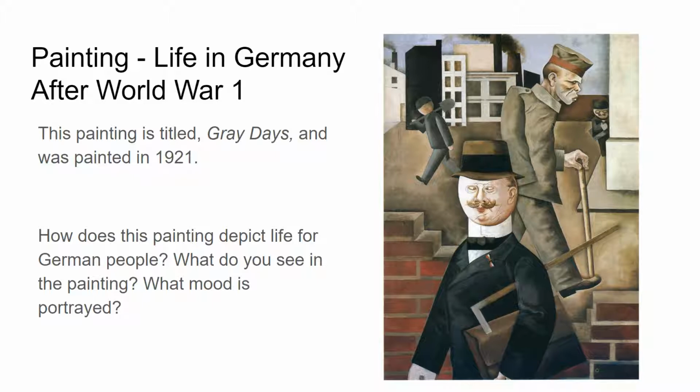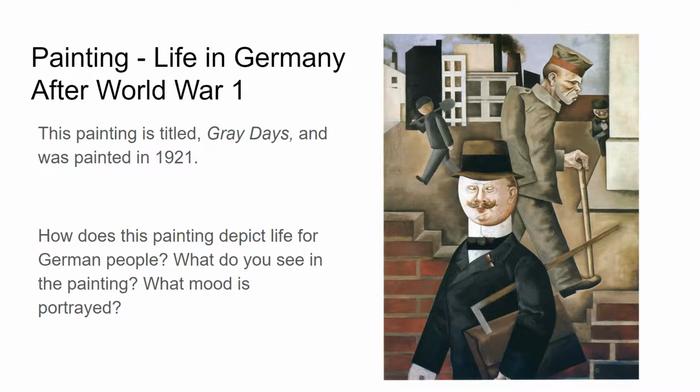So this painting has a few things here that stand out to me. First of all, it's called Gray Days, and really that's what stands out to me first, the color palette. The fact that this is pretty bleak. There's not a whole lot here that stands out as vibrant, and vibrant is usually seen as happy. It's not a very happy painting.